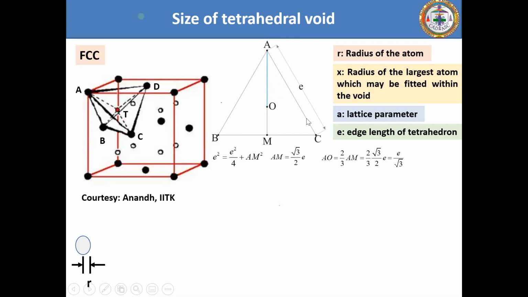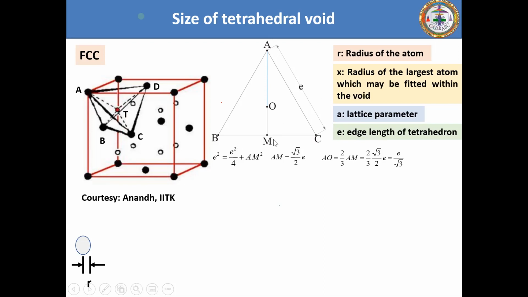So AC is E. Similarly, AB is also E, because this is a regular tetrahedron. So we can use this. E is the edge length of the tetrahedron. All the sides are equal in the tetrahedron. Now, simple thing is, so this is E. AC is equal to E. E square is equal to what?